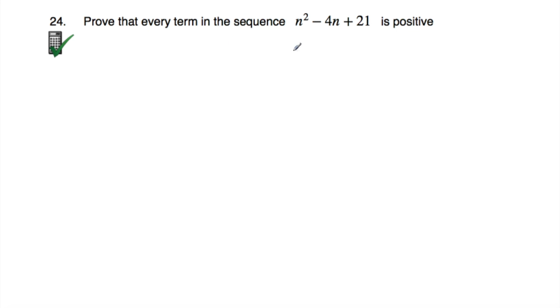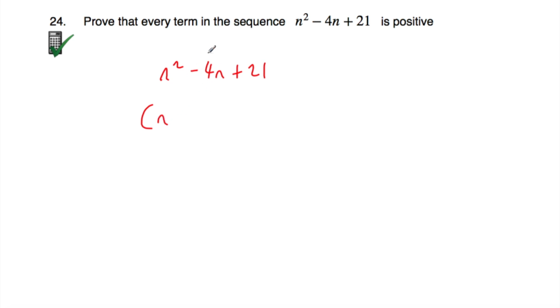So if we've got something in the form of n squared minus 4n plus 21, we're going to use completing the square and write it in a different form. I'm going to presume now that you've watched that video, and I'm just going to do completing the square on this, and show you how we can use that to show that every term in the sequence is positive. So let's write down our n squared minus 4n plus 21. We're going to open up our brackets, write n, and then look at the coefficient of n.